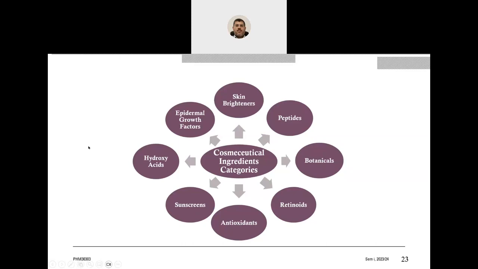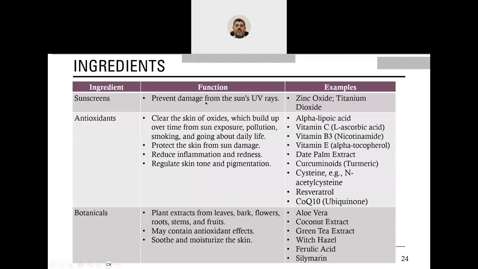So when it comes to sunscreens, they are used to prevent damage to the skin from the sun's UV rays. So they prevent the passage of UV rays to the skin. They are applied topically on the skin as lotions or solutions. Examples are zinc oxide and titanium dioxide. And the majority of those you can find in the market contain titanium dioxide.